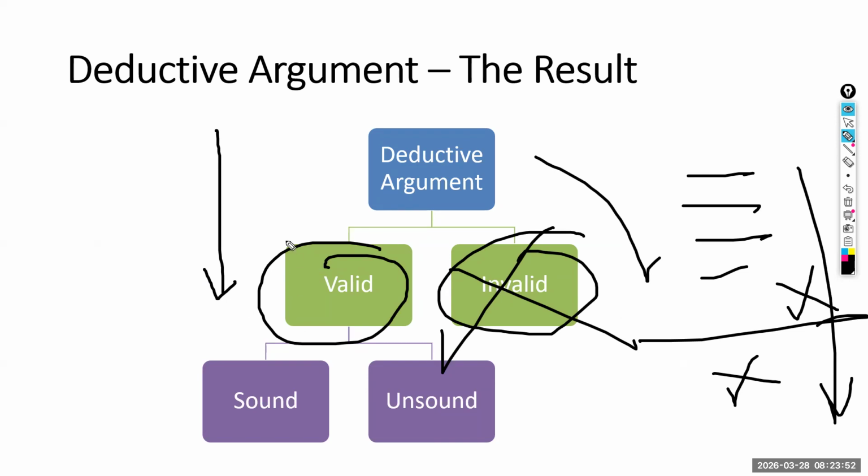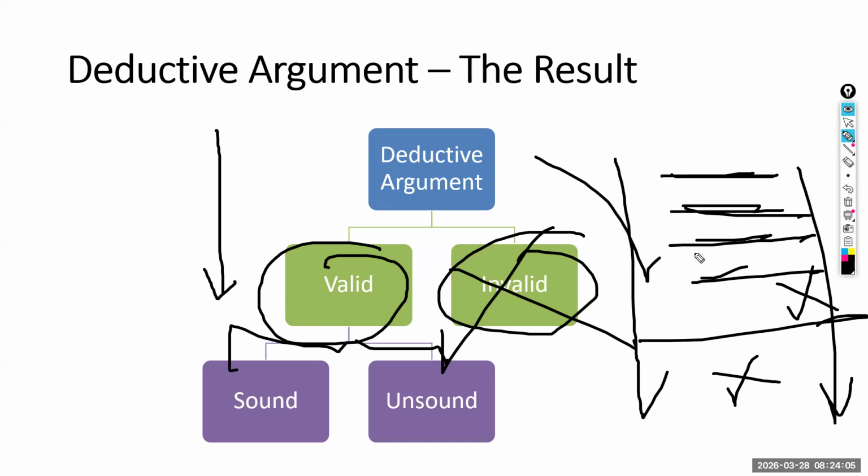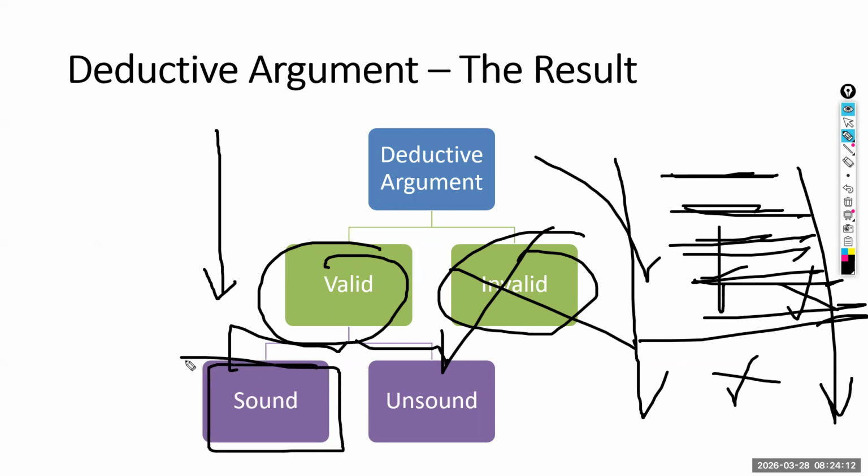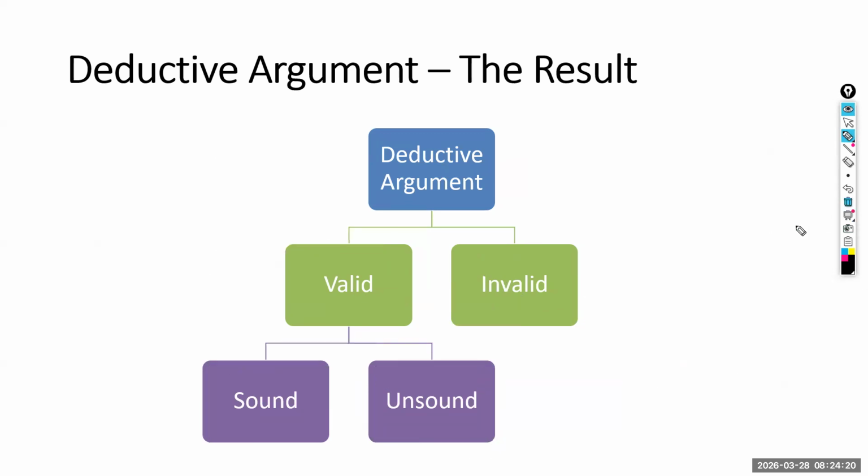If the argument is valid, then we need to double check again whether these statements are correct, factually, scientifically correct. If the argument is valid, and these statements, premises, are scientifically, factually correct, then we say it's a sound argument. But if it is logically correct, but there are some issues with these statements, then it's an unsound argument. So what we consider a good argument is a sound argument.